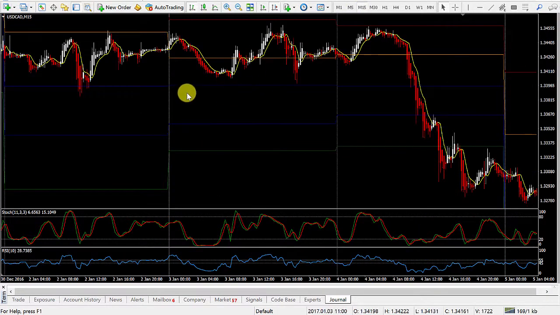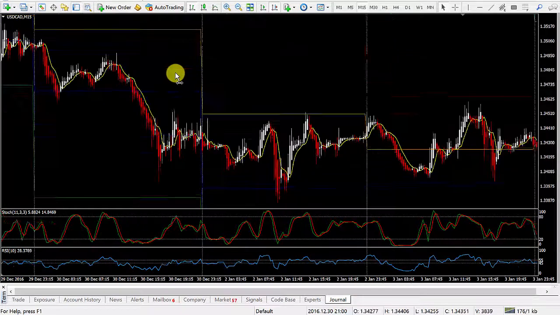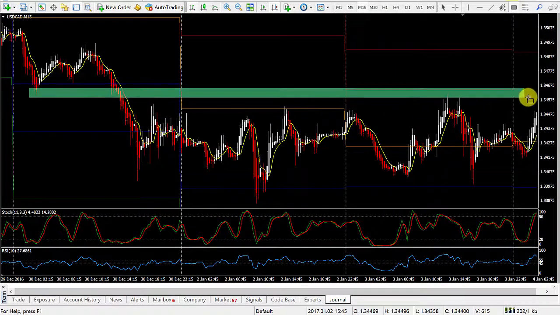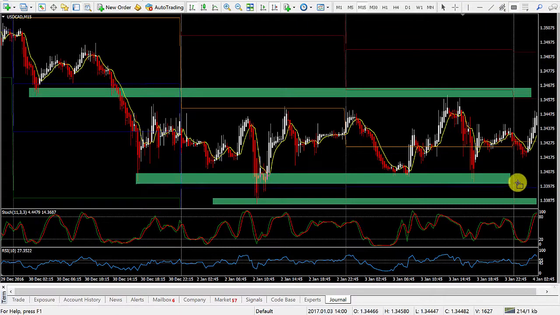First thing I do when I mark my highs and lows is I go to the M15. And then I first mark the highs and lows which have already been broken and retested, like this one. And the absolute highs and lows you can see as well. And then we can go on to the minor highs and lows.